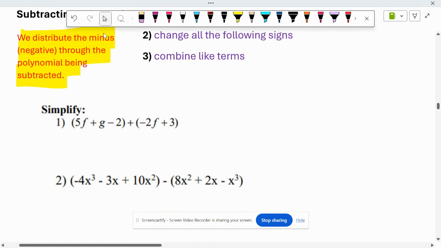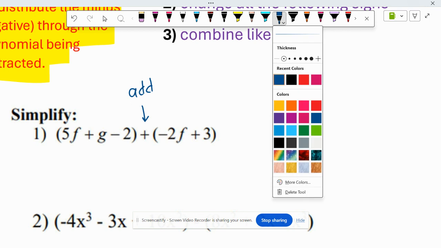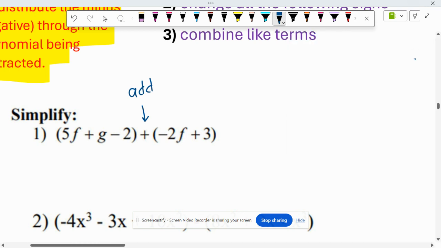Okay, so let's look at this first one. Example number 1 says to simplify. What am I doing to those polynomials? Am I adding or subtracting? Yeah, I'm adding. This says that we're going to add them together. So I'm going to do this one vertically. When I use the vertical method, I want to make sure that I write my first polynomial in standard form. Remember, we said that we try to put the variables in ABC order. So I have 5f plus g minus 2.